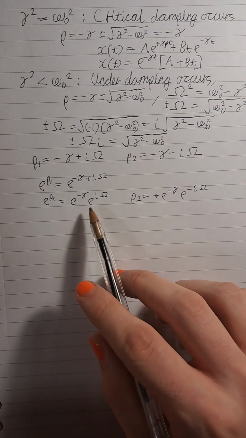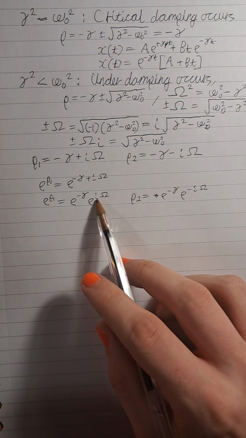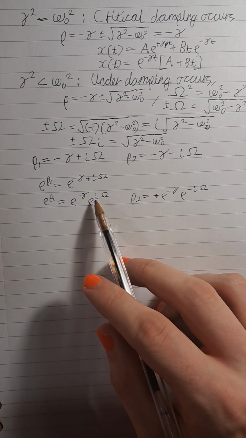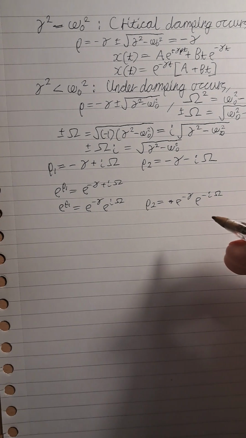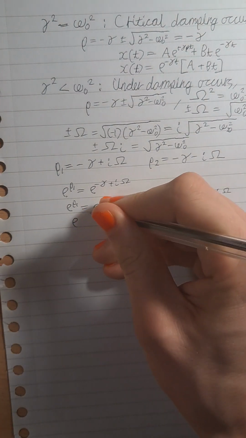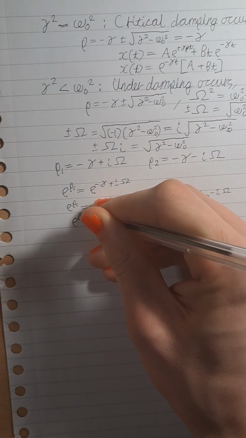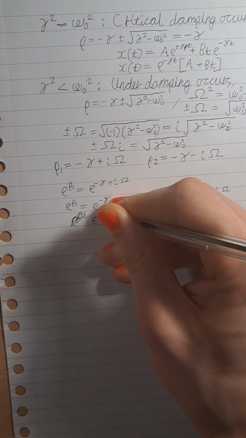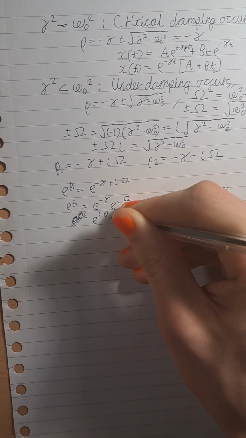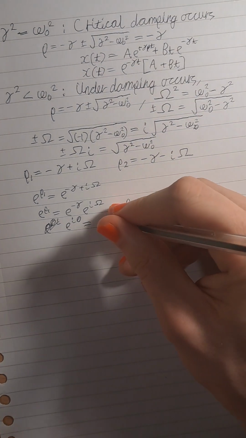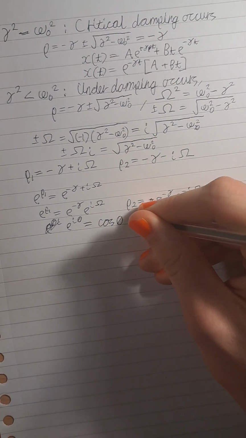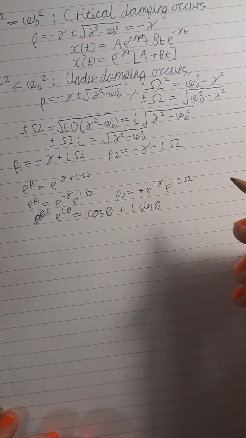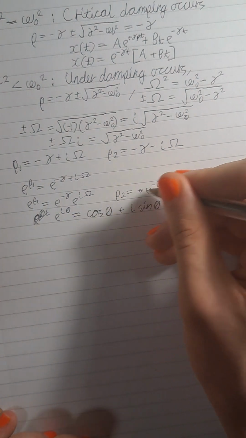Now we can see that we've got e to the power of a complex number. A little fun fact about complex numbers is Euler's identity. So e to the I theta, I prefer that way around, is going to be equal to cos theta add I sine theta. That's just Euler's identity.